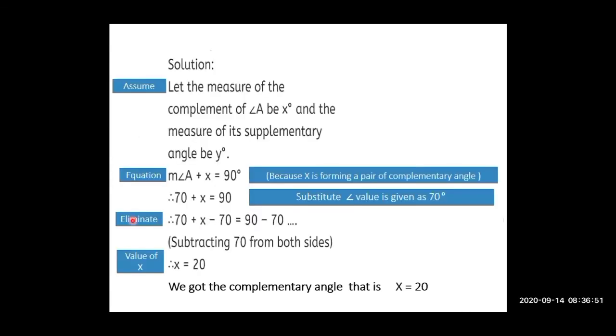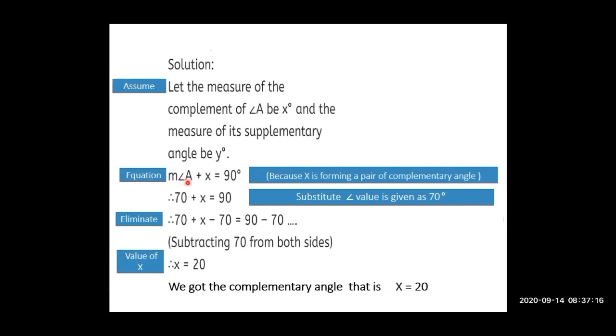Okay. Now our first step is assumption. Let the measure of the complement of angle A be x degrees and the measure of its supplementary angle be y degrees. So we assume the complement of angle A to be x and the supplement to be y.